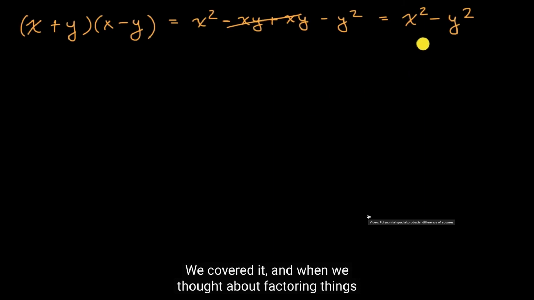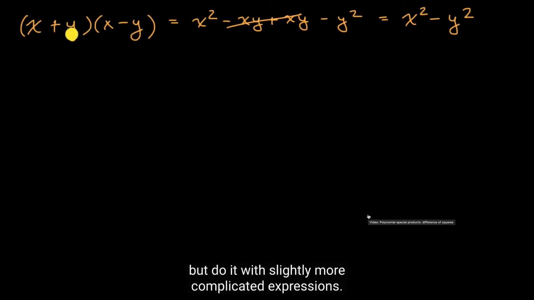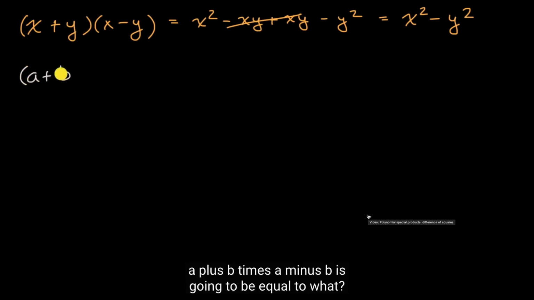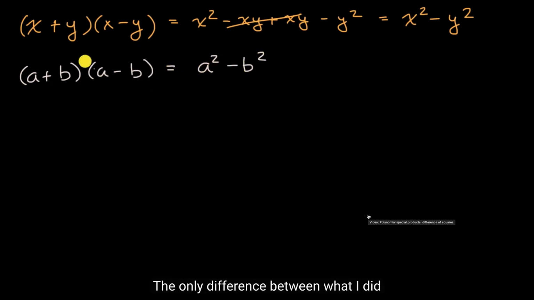We covered it when we thought about factoring things that are differences of squares, when we were first learning to multiply binomials. What we're going to do now is essentially the same thing, but with slightly more complicated expressions. Another way of expressing what we just did is a plus b times a minus b, which is going to be equal to a squared minus b squared. The only difference between up here and over here is that instead of an x, I wrote an a. Instead of a y, I wrote a b.